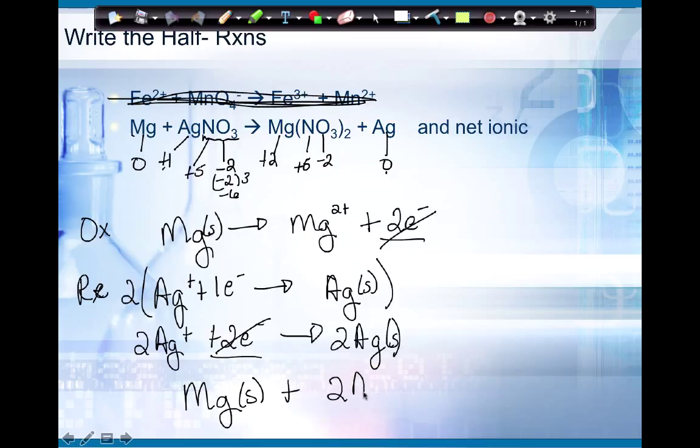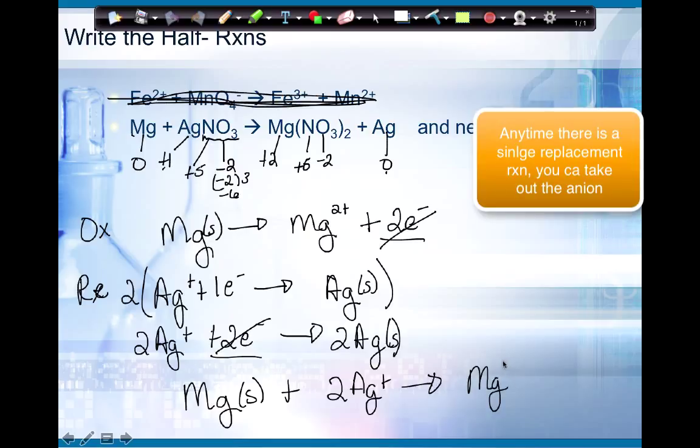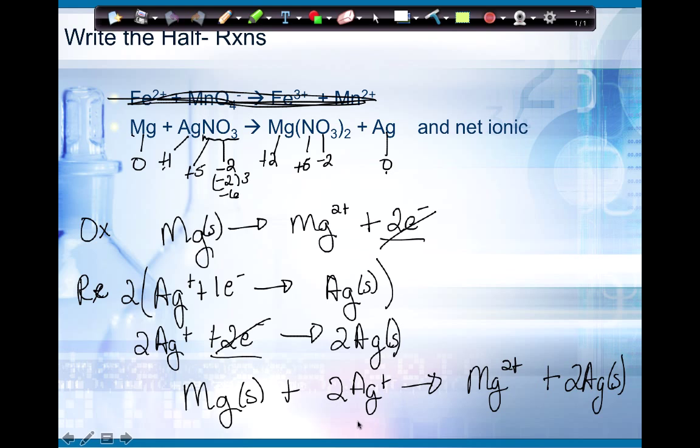Plus 2Ag+ produces Mg2+ and then 2 Ag solids. And if you look at the equation, it's still balanced. You've got 2 silvers on both sides, 1 magnesium, and then also the charges should be balanced. So 2 times the +1 here gives me +2, 0. And then I've got a +2 here, so everything should be balanced, the charges and the atoms.